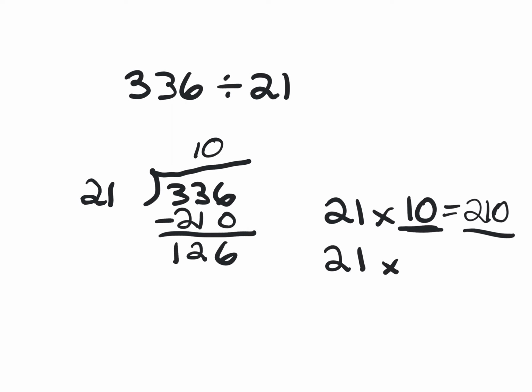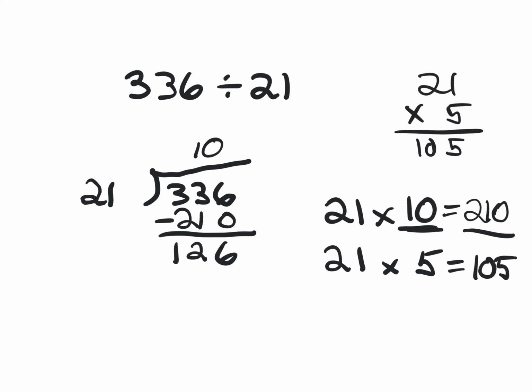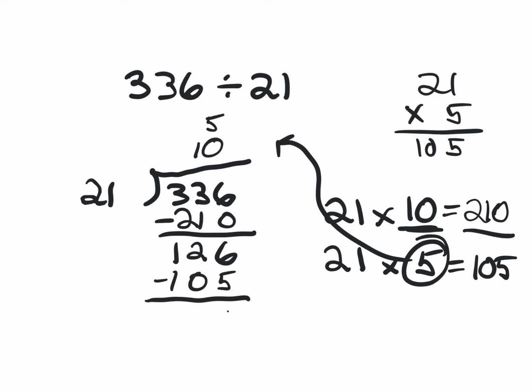We can't use 10 again because that would be too big. But I think I can use 5. So let's try 5 real quick. 21 times 5. We've got 5 times 1 is 5, 5 times 2 is 10. That looks good to me. So 105. So our next partial quotient is 5. So we're going to add another 5 up here. We're going to subtract the 105 down here. Oh, we're down to 21.